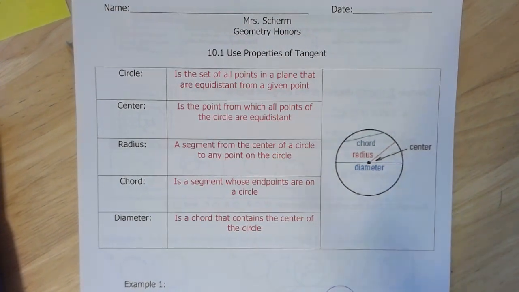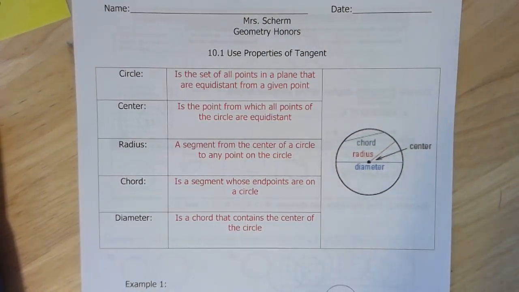So today we're going to talk about circles. This is what this whole chapter is about, is circles. So a circle is a set of all points in a plane that are equidistant from a given point. And that given point is your center.